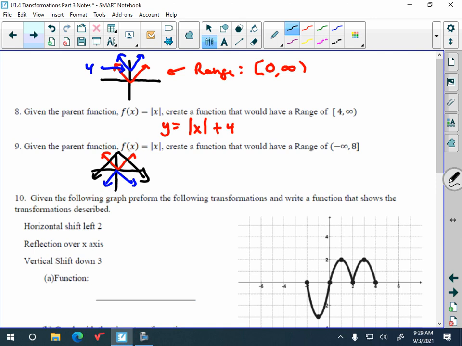Now all I have to do is put those two things that we just did into my equation. So the range is negative infinity to 8. The first thing we did was we flipped it over the x-axis, so it starts at negative infinity. That means it has to have a negative in front. That's the x-axis reflection. Then somebody said, well, let's just shift it all up 8 units. So then we have to do a plus 8 at the end.